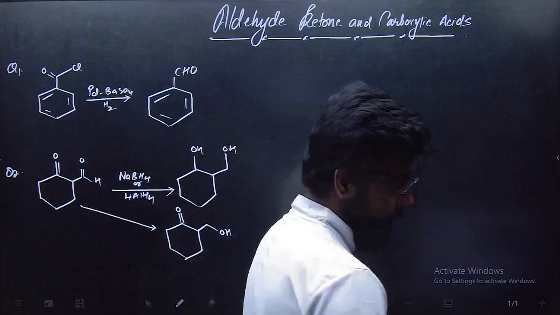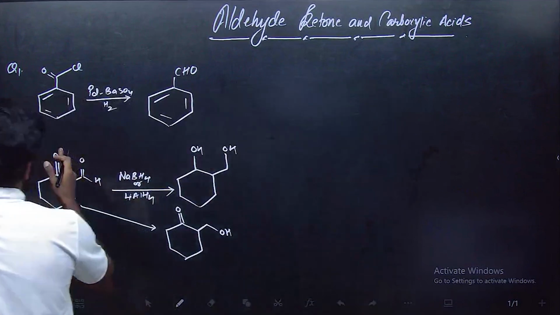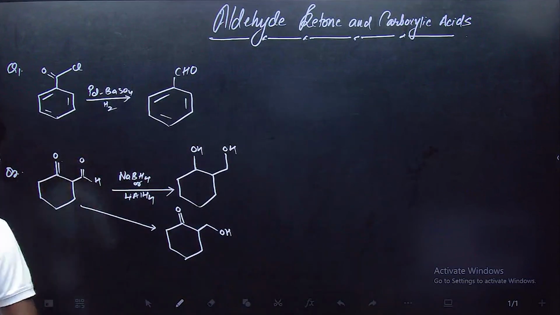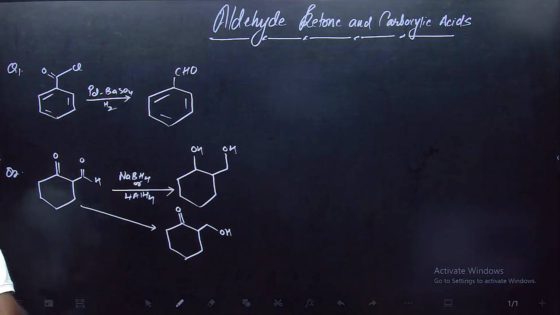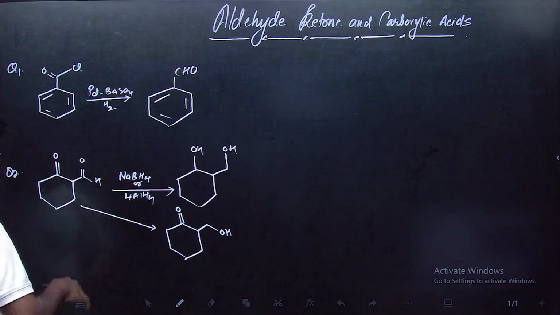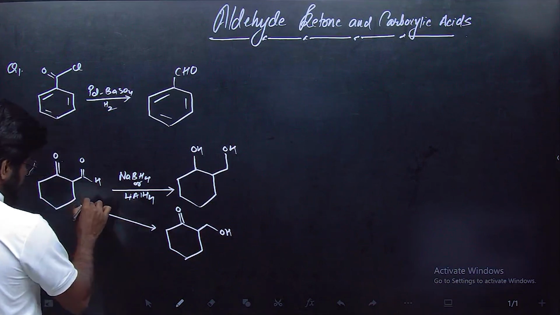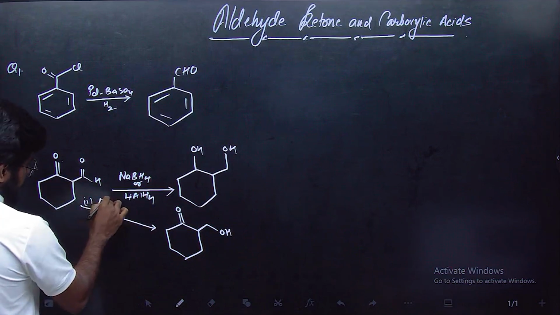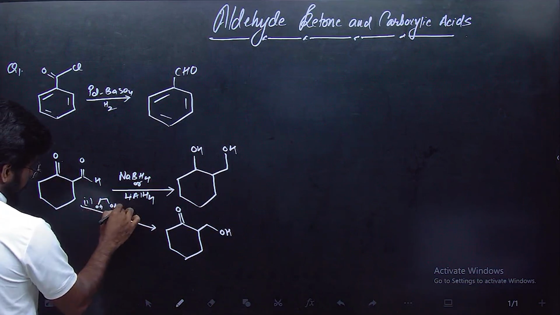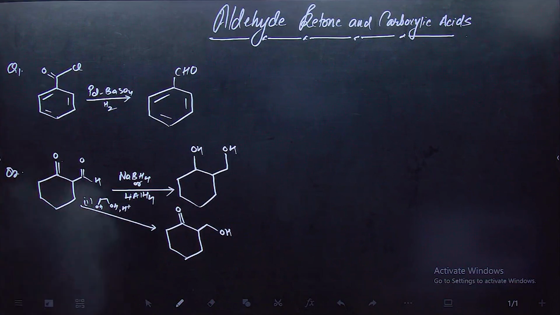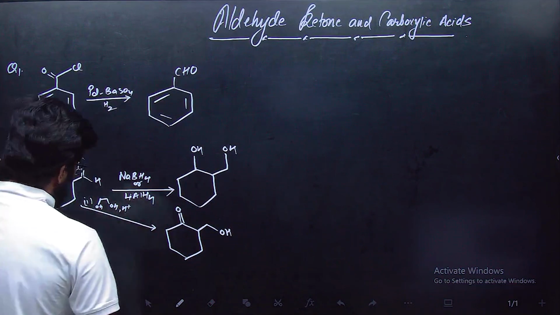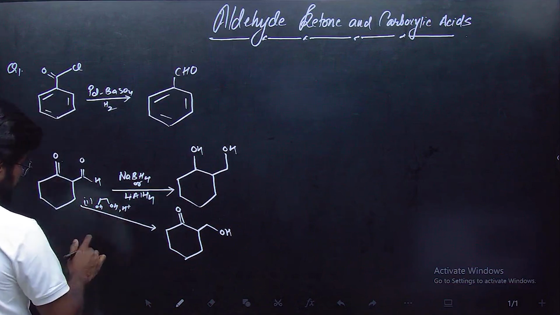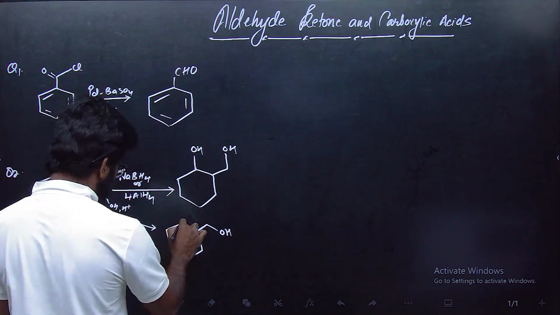So what we can do, if we want to reduce the aldehyde portion only and we do not want to disturb the ketone, then the problem with NaBH4 and LiAlH4 is that they are going to reduce both of them. So the first step will be the protection of the ketone by using diol in H plus, ethylene glycol, or maybe dithiol can also be used, right? Now, what will happen if you do this? It will first be converted to this.